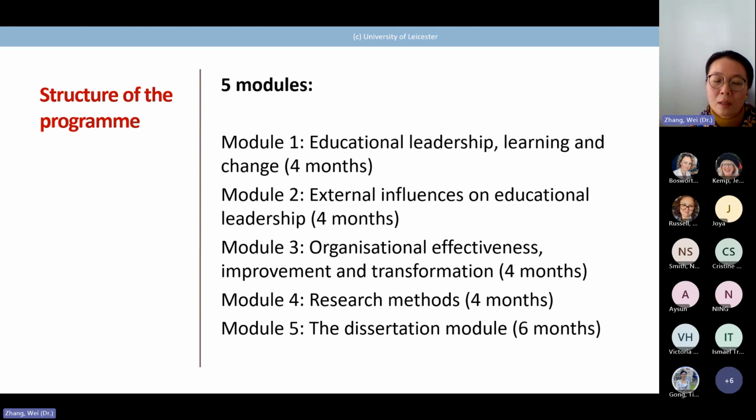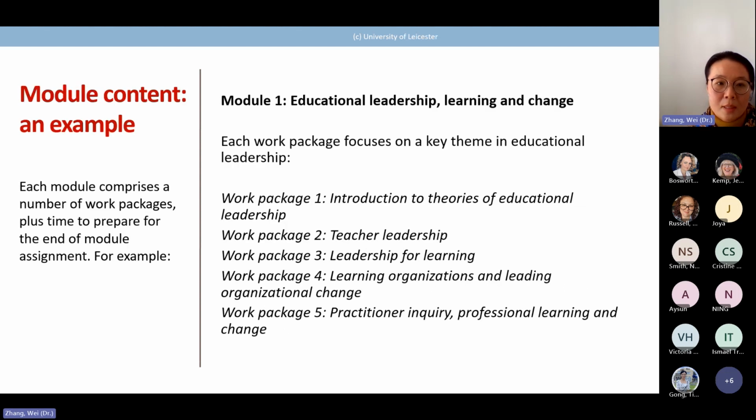For students who may encounter, for instance, workload issues or family issues, they can apply for mitigating circumstances or suspension of their study, which may prolong their studies to a maximum of 4 years. So I'm giving you an example of what each of the modules is composed of.